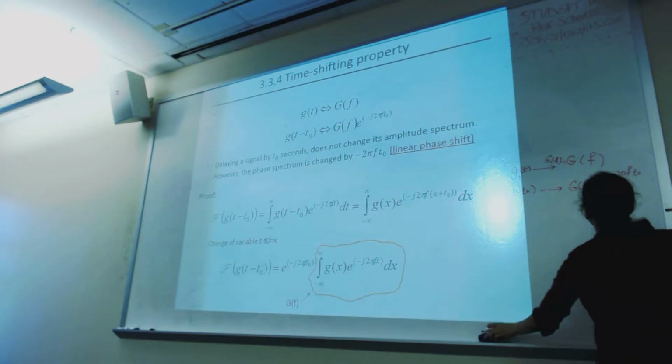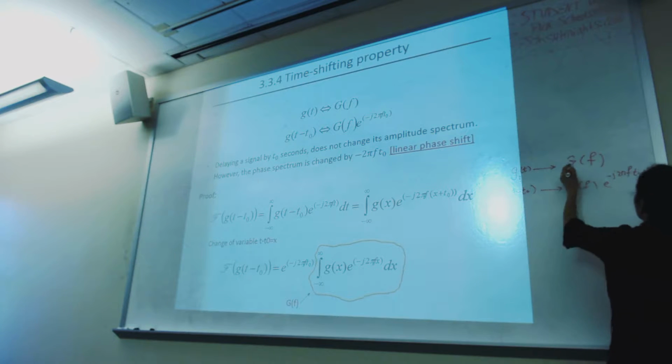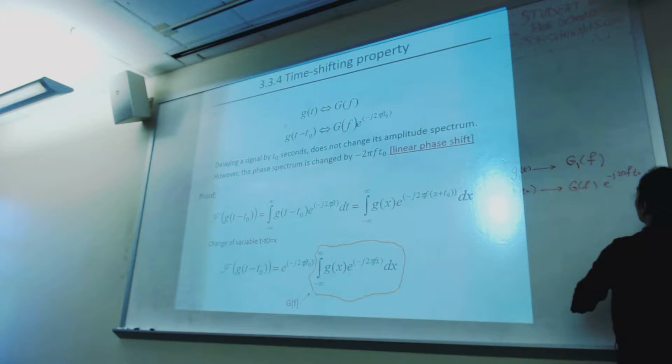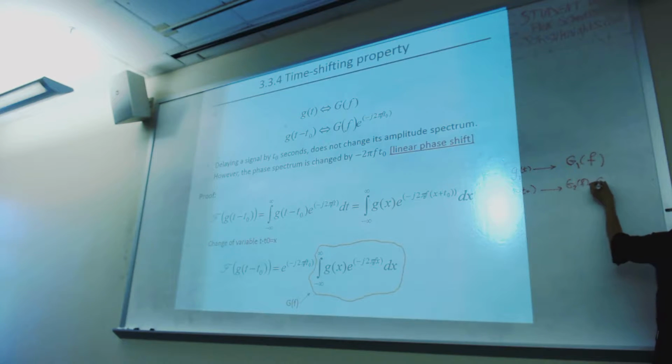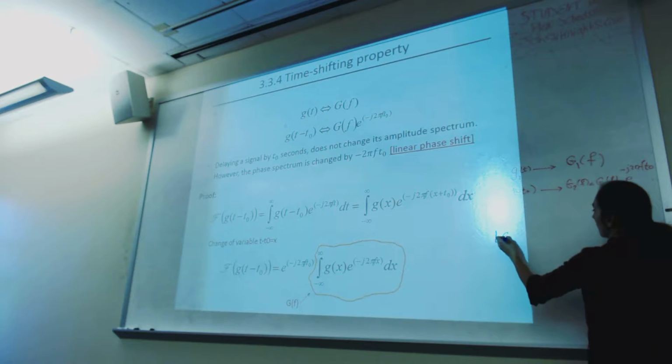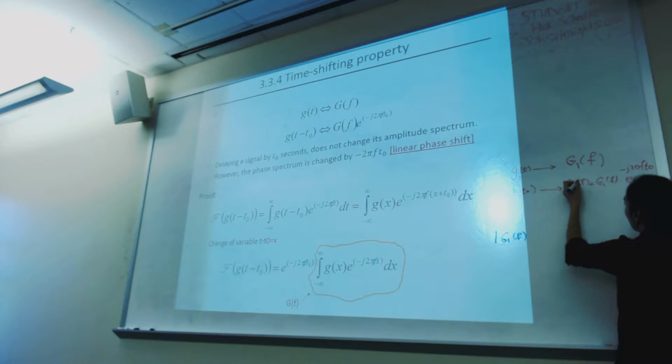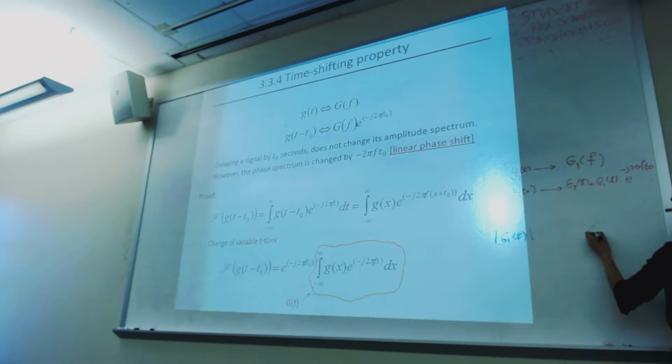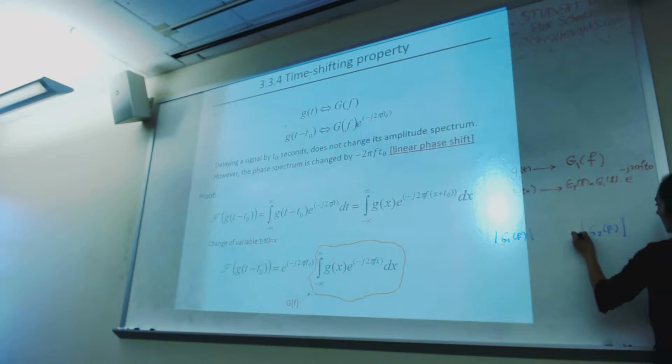This is g one of t, this is G one of f. One of them is this and one of them is just multiplied by this. Now compare the magnitude of these two. How do you compare the magnitude of G1 and the magnitude of G2? They're the same. They're the same. Why?